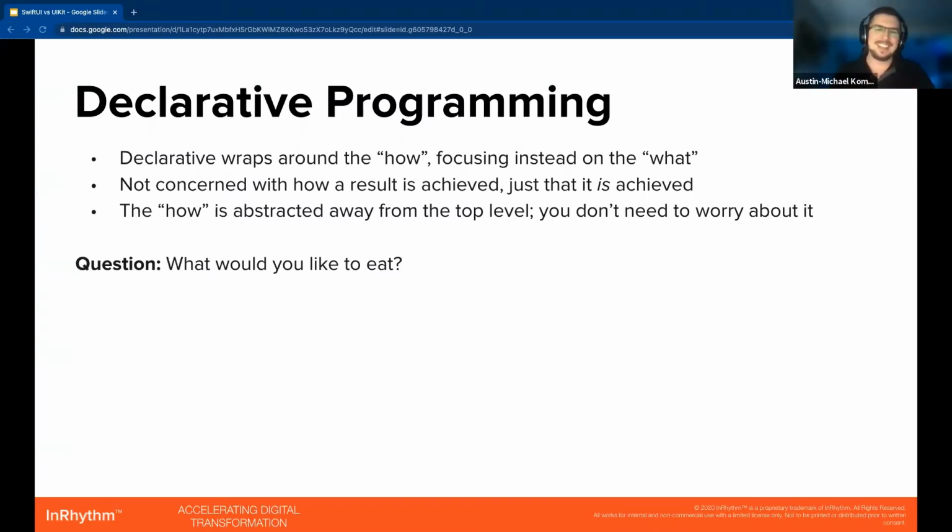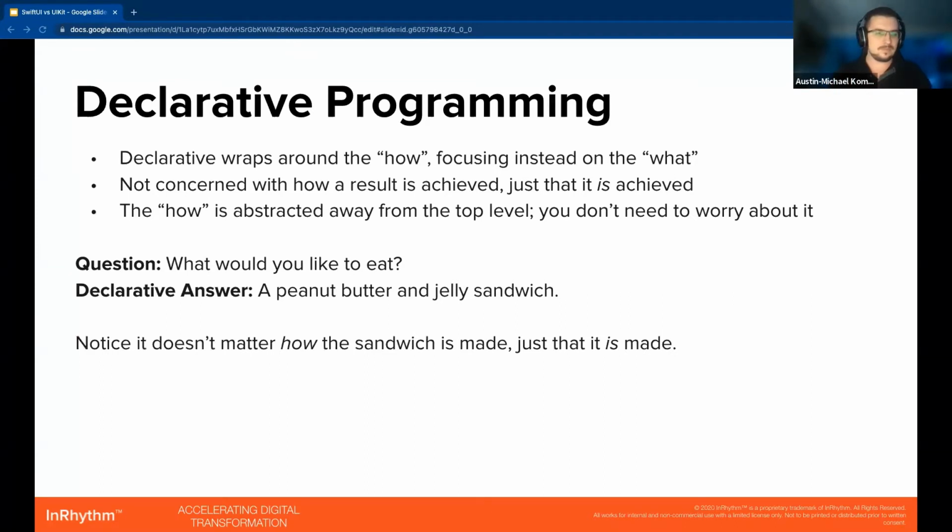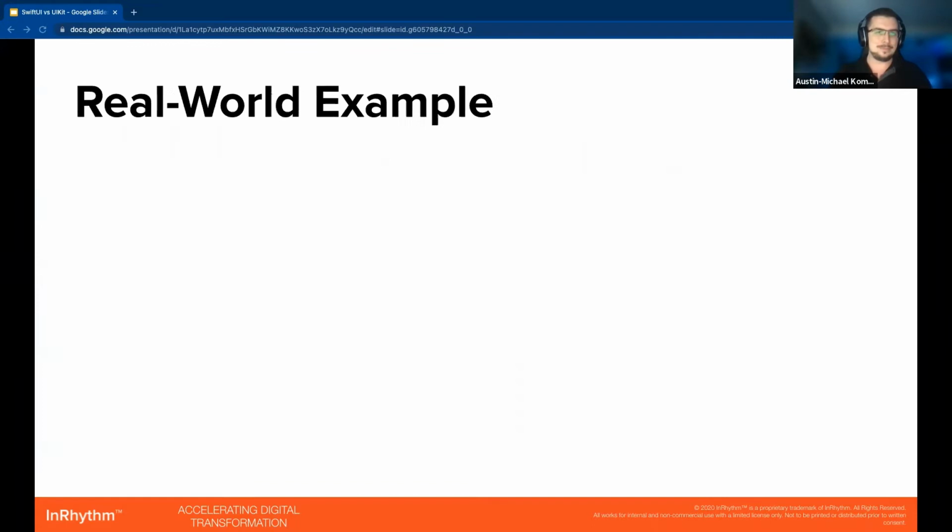So let's answer that same question we answered for imperative programming. What would you like to eat? And it's a lot more simple. I just want a peanut butter and jelly sandwich. The steps to get to that result are implied. It's kind of wrapped beneath the surface here of what we're saying. Obviously, whoever's going to make that sandwich knows how to make it already. So the declarative wraps around the imperative. It doesn't matter how the sandwich is made, it just matters that it is made.